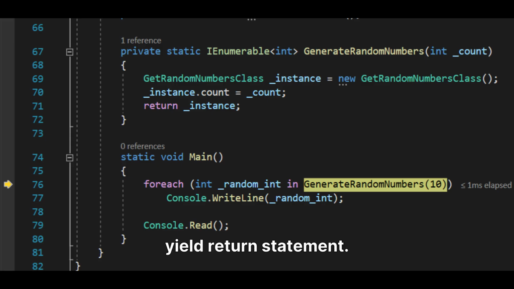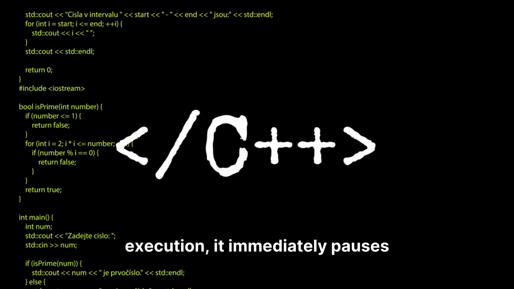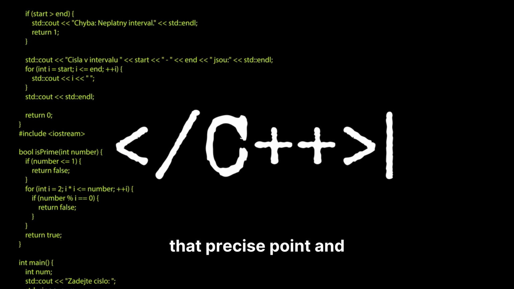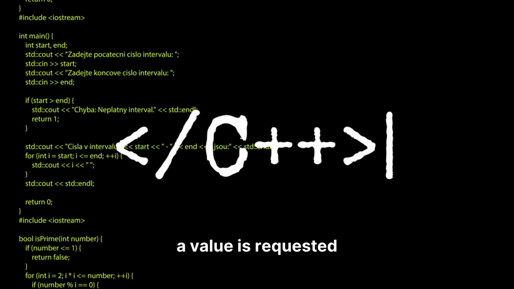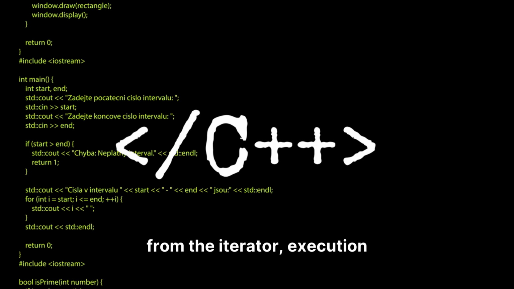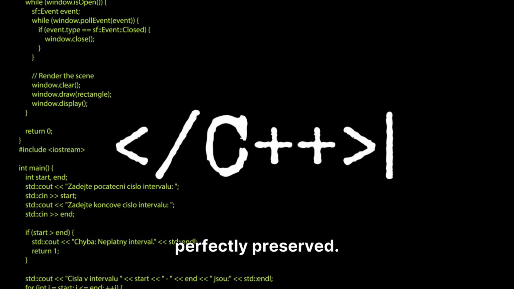Now, let's explore the yield return statement. This powerful statement is exclusively used within iterator blocks, which are special methods that return either IEnumerator or IEnumerable. Its primary purpose is to provide the next value in an iteration sequence, allowing for deferred execution and state preservation. When a yield return statement is encountered during execution, it immediately pauses the method's execution at that precise point and returns the specified value to the caller. Crucially, the next time a value is requested from the iterator, execution seamlessly resumes from that exact paused point, with all local variable states perfectly preserved.